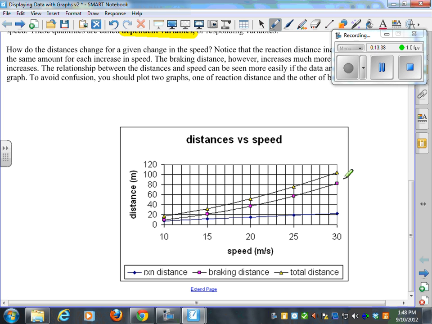Total distance. And how did I come up with total distance? I added the two together. Is it surprising that it would be a curve? If you add a line and a curve, all you're doing is just taking the curve and lengthening it, just moving it up that height. Okay, and it's obviously a curve as well.